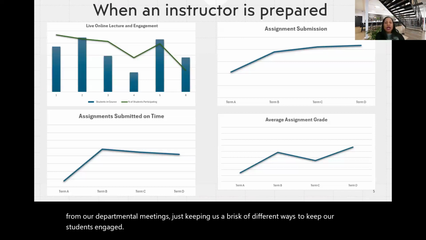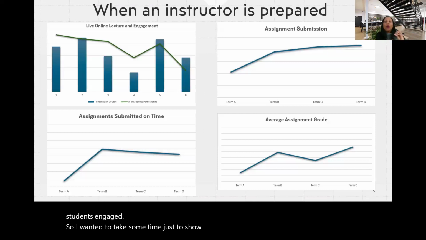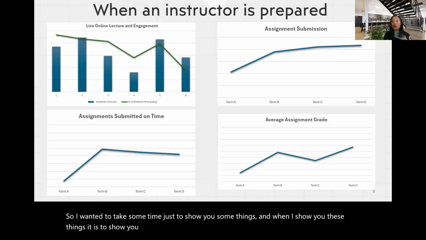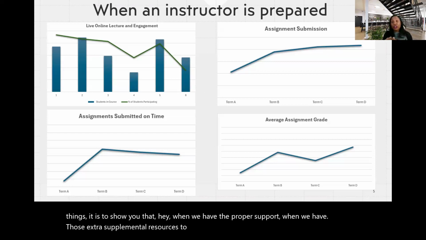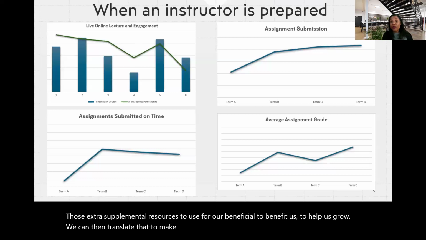So I wanted to take some time just to show you some things. And when I show you these things, it is to show you that, hey, when we have the proper support, when we have those extra supplemental resources to benefit us, to help us grow, we can then translate that to make sure our students are growing, right?